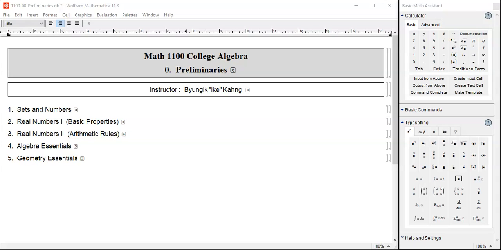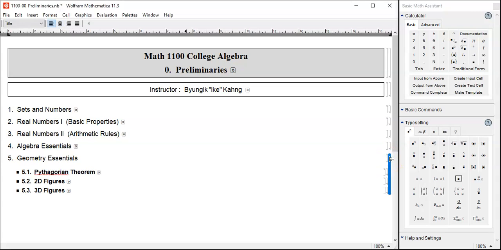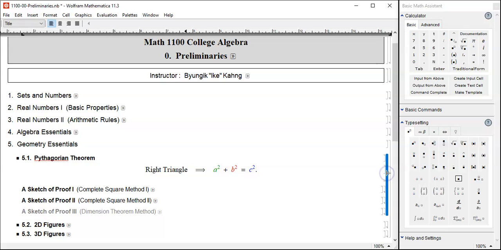Hello students, welcome back. Let's go to section 5, Geometry Essentials. We're going to cover these three topics, and the first is Pythagorean theorem.